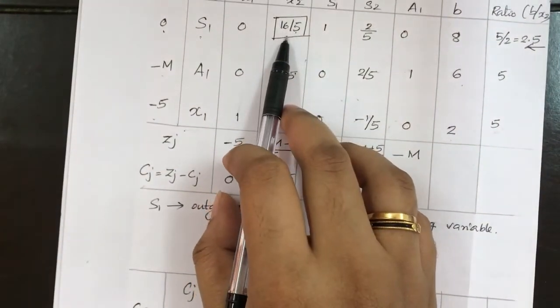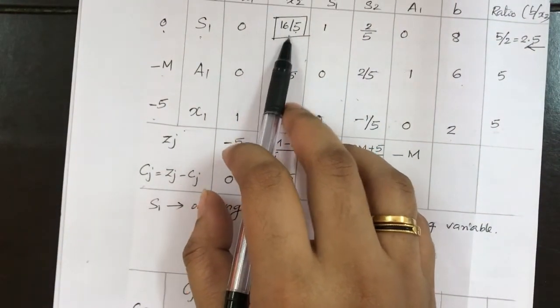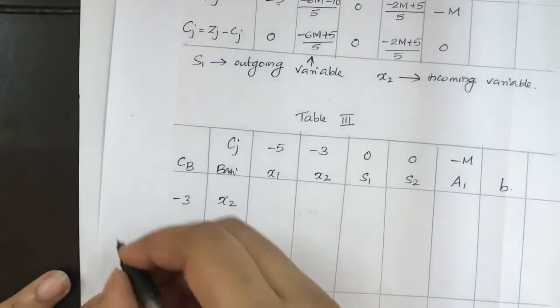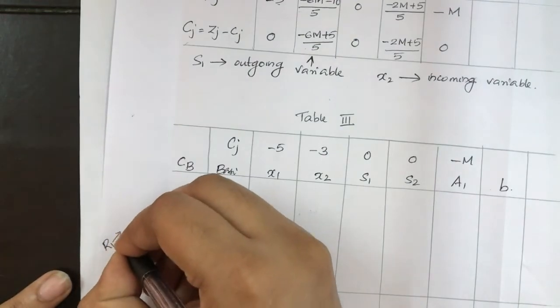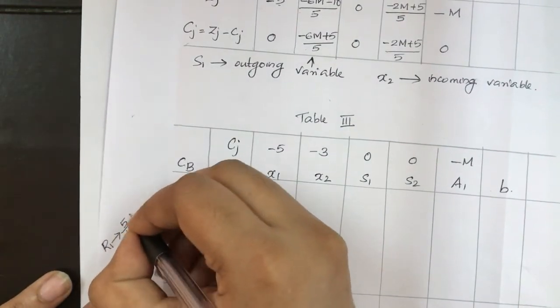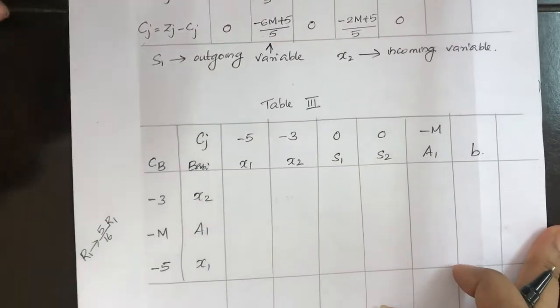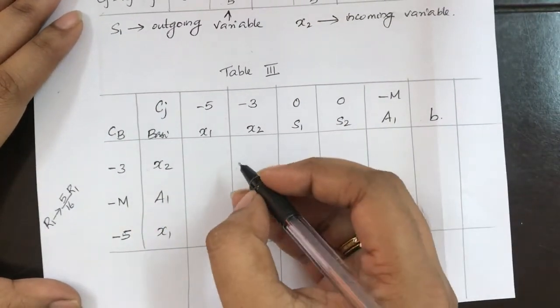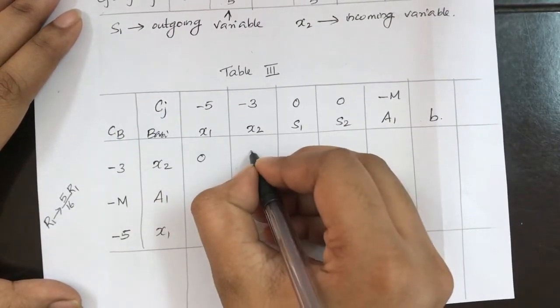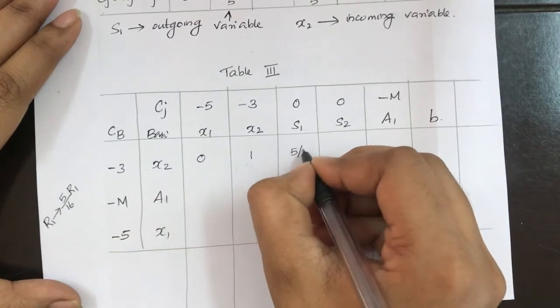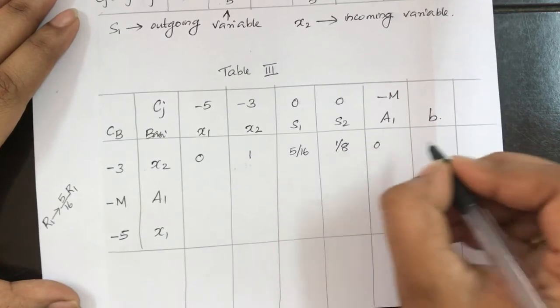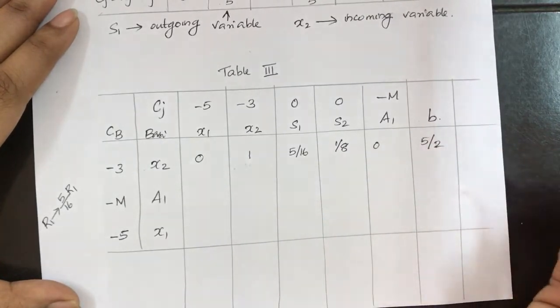So first row R1, how can you change R1? R1 changes to 5 by 16 into R1, reciprocal of this value. So I am writing here R1 changes to 5 by 16 into R1. So the values will be 0, 1, 5 by 16, 1 by 8, 0 and 5 by 2.